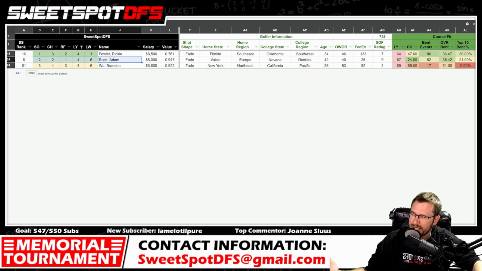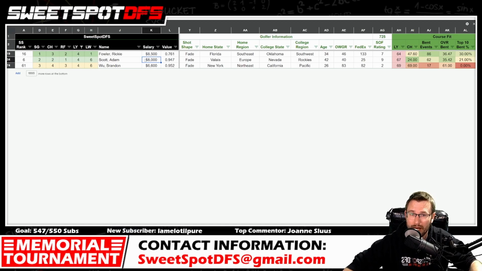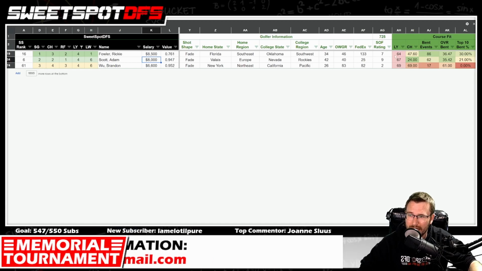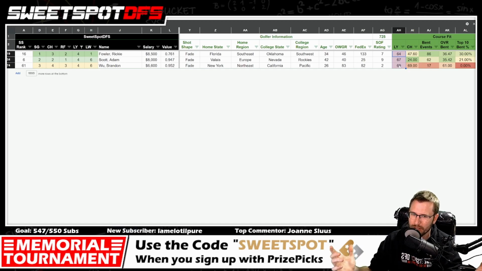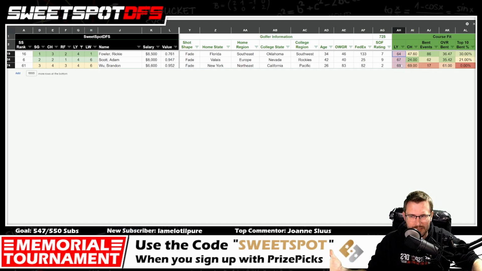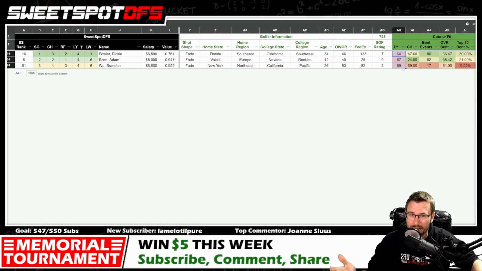Adam Scott, 6th in my model, $8,000. The optimizer will be selecting a lot of Adam Scott. I'm actually okay with that. I don't like finishing inside 60th place from the year before. Usually never a good omen. That's just superstition, really. But this bucket really never produces results in any tournament.